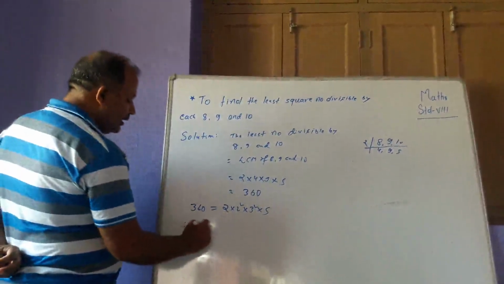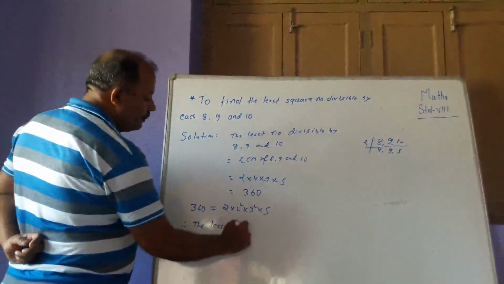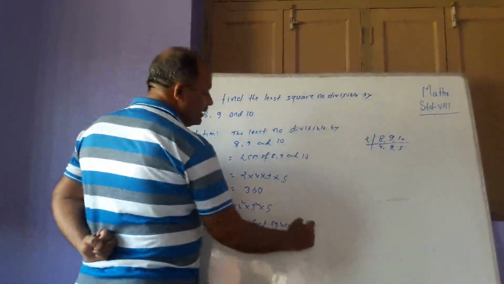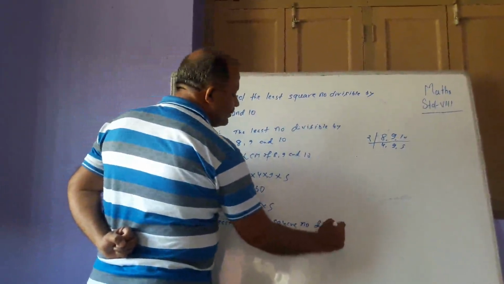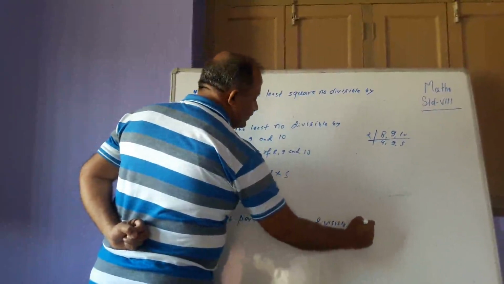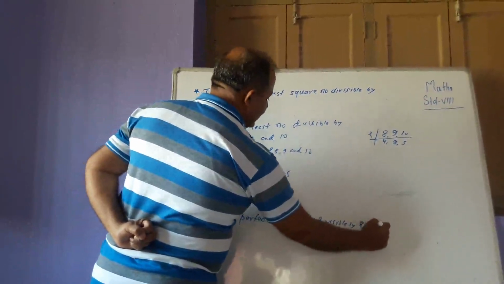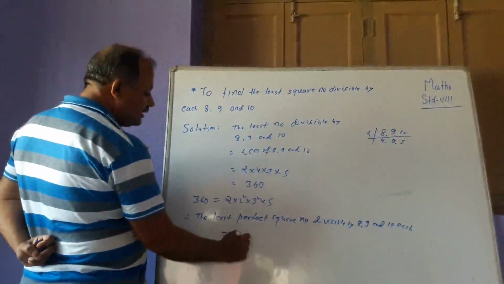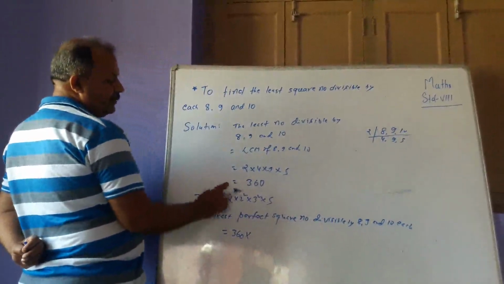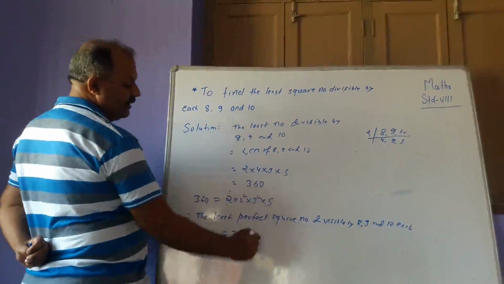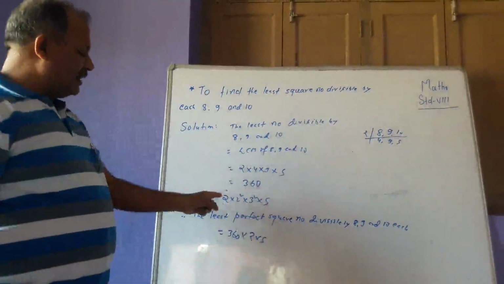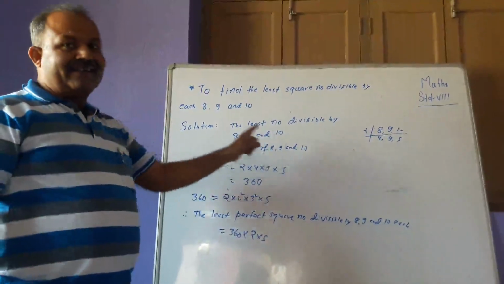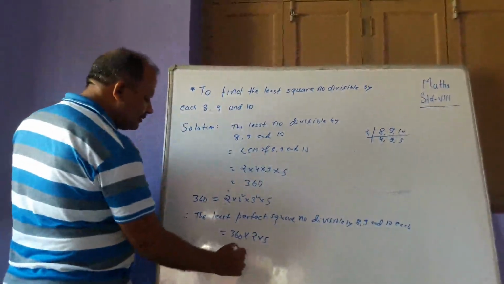Therefore, the least perfect square number divisible by 8, 9 and 10 each is equal to 360 into, we have to give another 2 and another 5, 2 into 5. While we are multiplying it with 2 and 5, this will become a perfect square and this will give 3600.